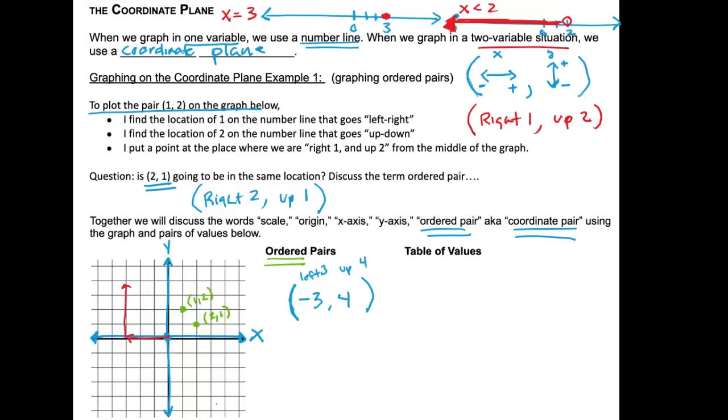And usually when I graph, I don't show these arrows. You only need to show where the point is, but I'm just using these arrows so that it's really clear which direction I'm moving. So this would be the point -3, +4.